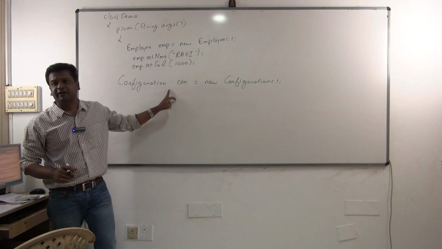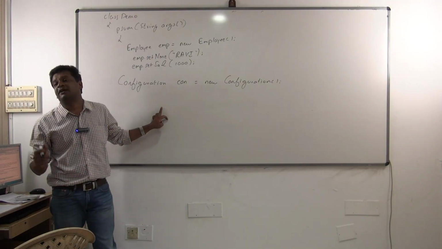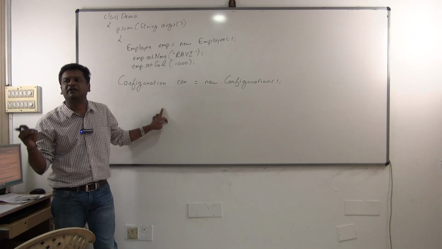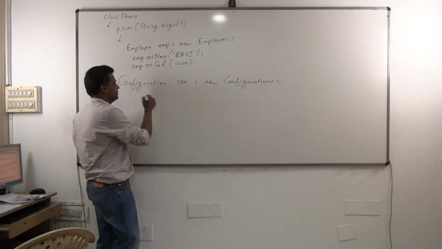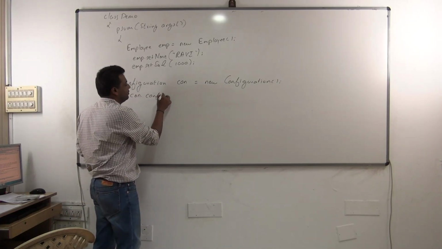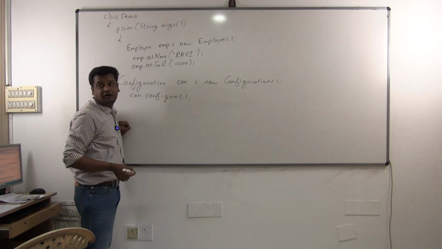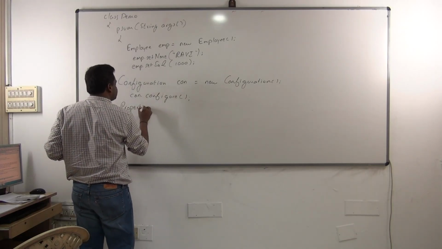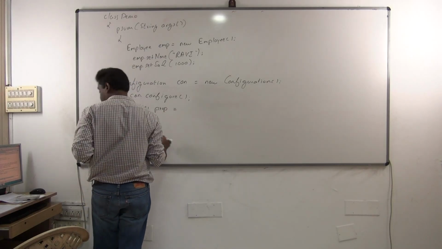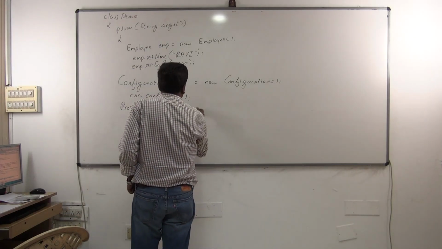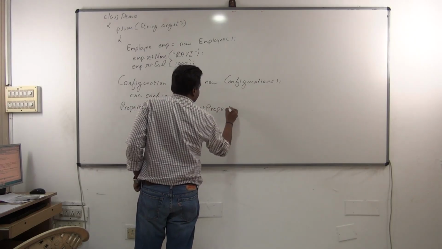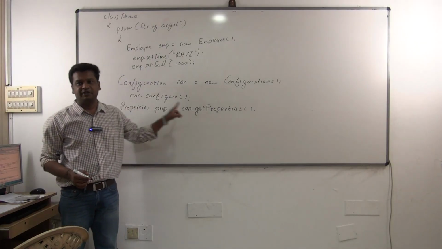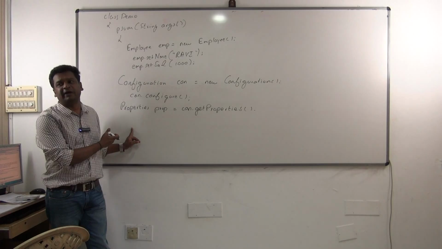So this is the class I'll be using now. Configuration con is equal to new Configuration. Configuration is a class given to you by whom now? Hibernate people. We have added all the jars now, so these are all classes present in those jar files for you. Done? Next, con dot configure. What is it? Configure is a method present in Configuration. Fine. Next, I'll write Properties prop is equal to con dot getProperties. Again in this Configuration there is one more method called getProperties. If I call that method, the return type is Properties, from the java.util package.